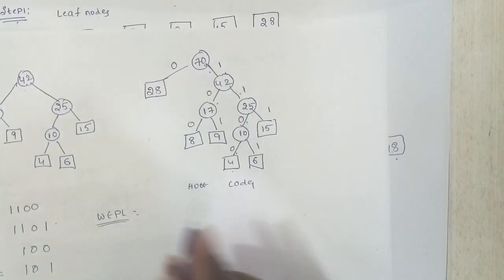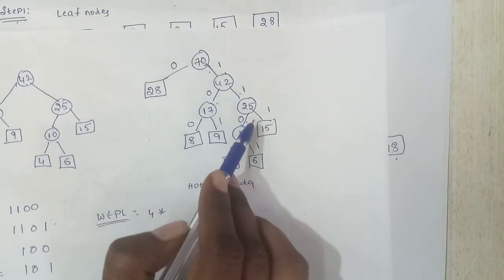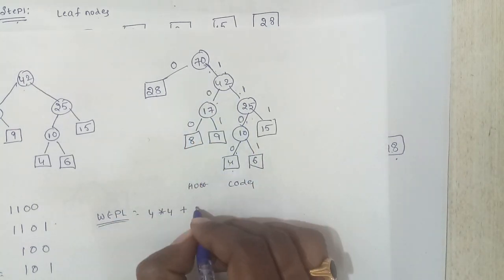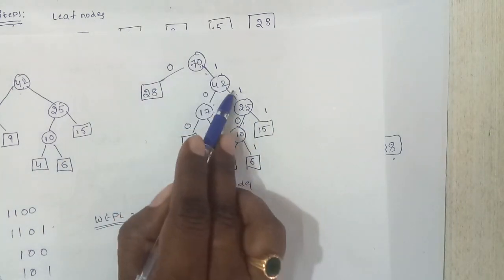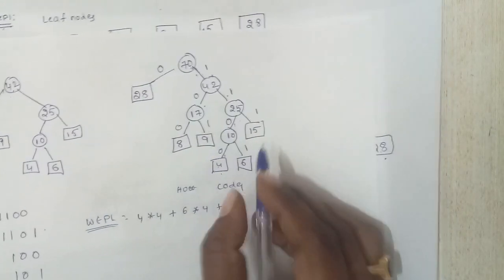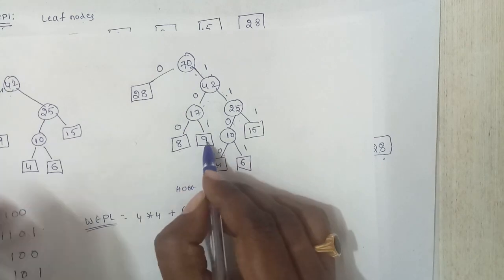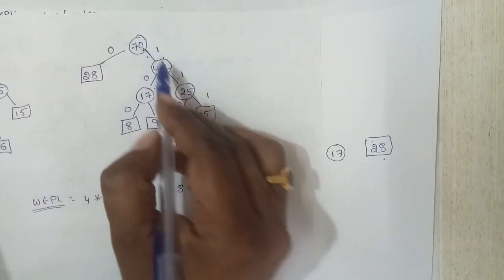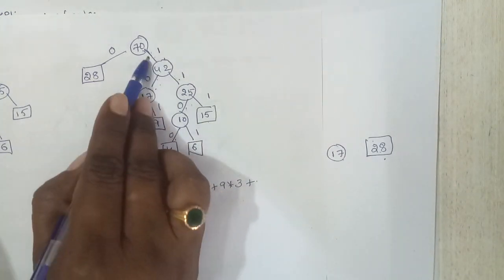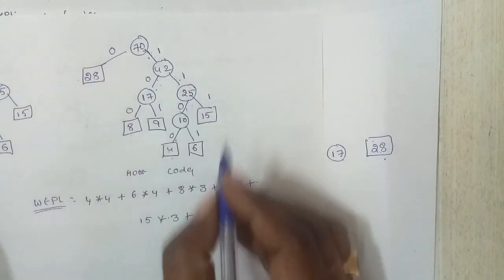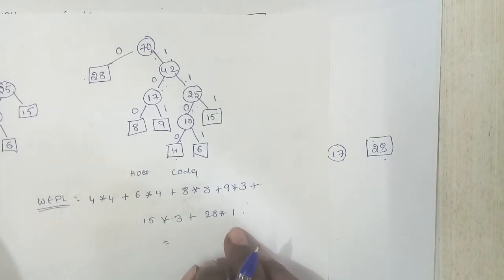Weighted external path length, how to calculate? Simply 4 into 4 (levels 1 2 3 4), plus, we are calculating only for external nodes, 6 into 4 plus 8 into 3 plus 9 into 3 plus 15 into 3, and finally 28 into 1. This is the external path length.